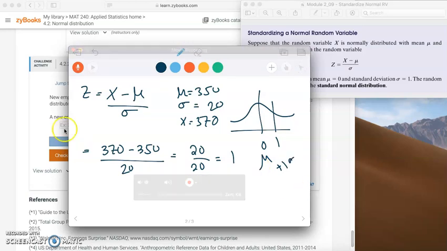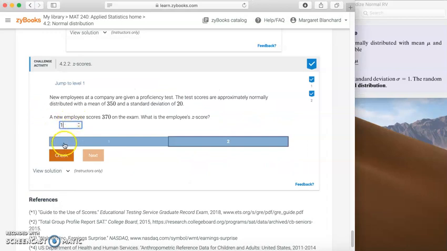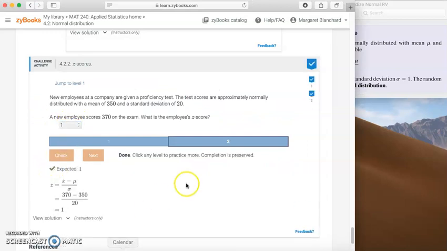Okay, so let's go ahead and plug that in. We have 1, let's check our answer. Nice little green check mark. So that's how you standardize to find the z-score.